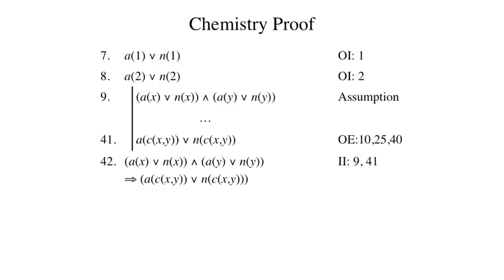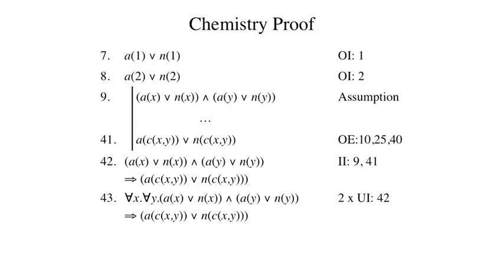We then can use implication introduction to generate the implication on line 42. And we can use two applications of universal introduction to generate the conclusion on line 43. Now we have everything we need. We can put all of the pieces together, the two base cases on lines 7 and 8, and this inductive case on line 43, and we can apply structural induction to produce the desired overall conclusion.